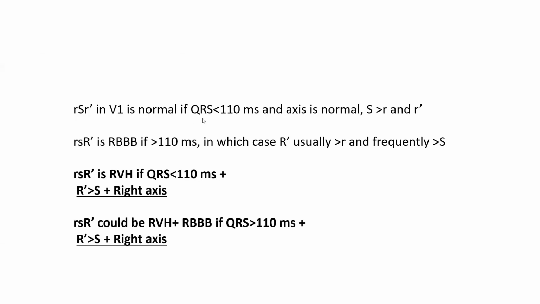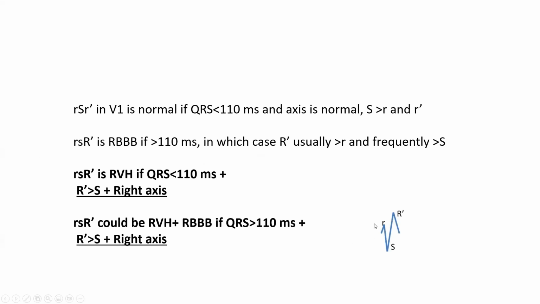Now, I want to explain that more. It's easy to diagnose RVH when the QRS is less than 110 milliseconds. It's more difficult and less specific and less sensitive to diagnose RVH when your QRS is wider and when you have right bundle branch block. So I want to elaborate on this somewhat complex issue, the overlap between RVH and right bundle branch block. So RSR prime in V1 is normal if the QRS is less than 110 milliseconds and the axis is normal and S bigger than R and R prime. It's a common normal variant. I try not to even comment on it when I read the EKG.